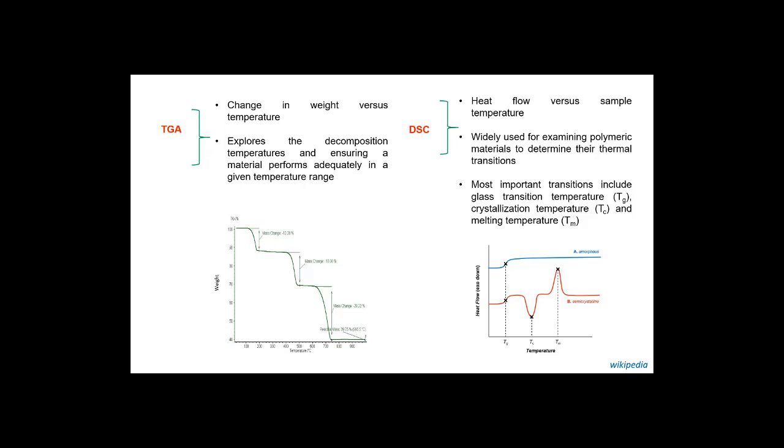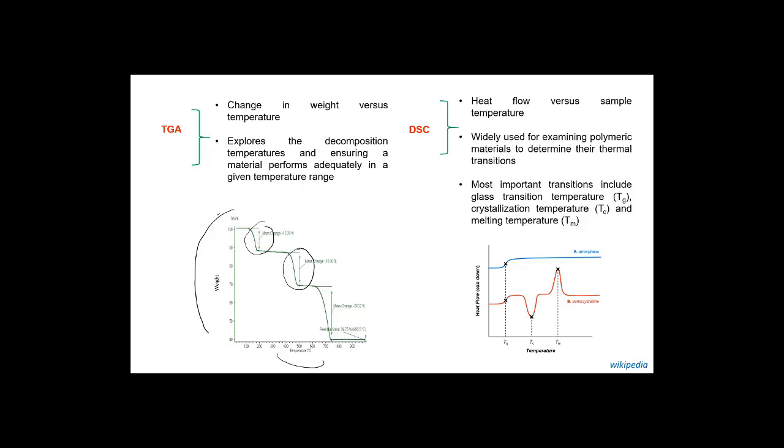First one is TGA. In TGA or thermogravimetric analysis, change in weight is plotted against temperature. This is a typical TGA graph where weight is plotted against temperature. Here each of these dips in the graph shows the weight change. And TGA mainly explores the decomposition temperatures and ensuring a material performs adequately in a given temperature range or not. So this is all about TGA.